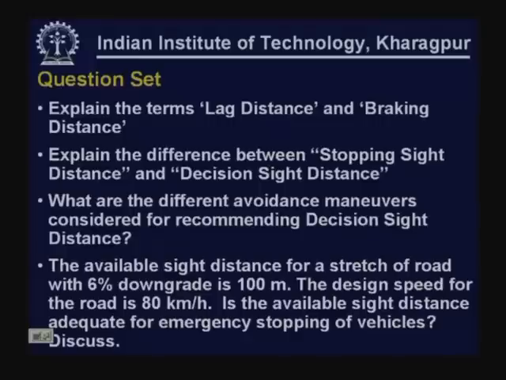The available sight distance for a stretch of road with 6% downgrade is 100 meter. The design speed for the road is 80 km per hour. Is the available sight distance adequate for emergency stopping of vehicles? If not, what will be your recommendations? You may follow the AASHTO approach for solving this problem.